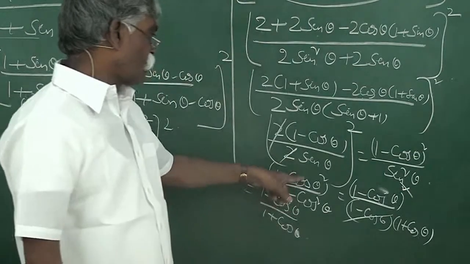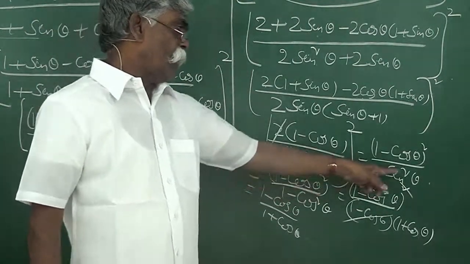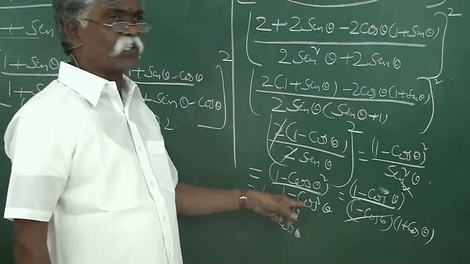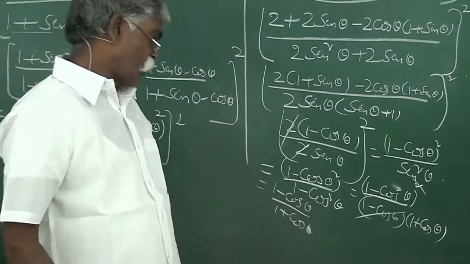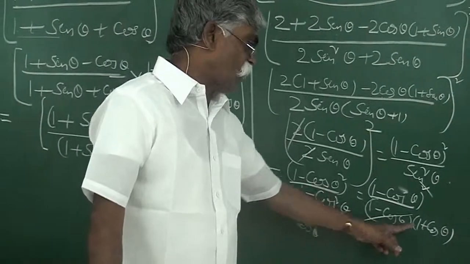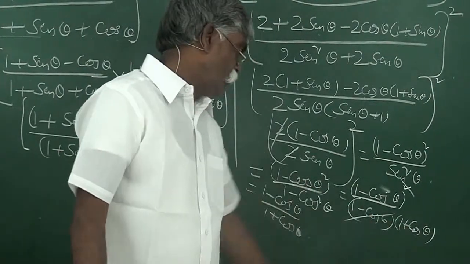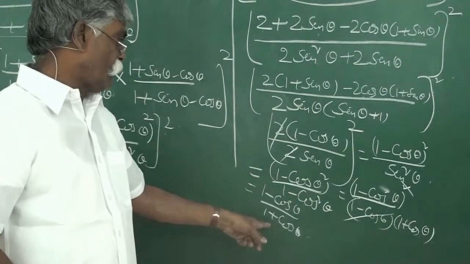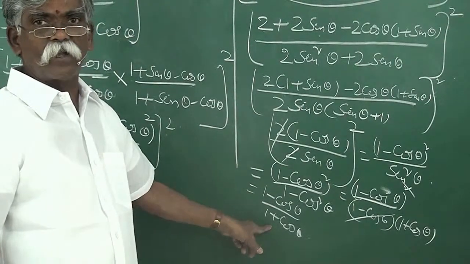Now this is (1 minus cos theta) whole square and the denominator is sin square theta. It is written as 1 minus cos square. And the factors for 1 minus cos square are (1 minus cos) into (1 plus cos), and the square and 1 minus cos cancel. This is (1 minus cos theta) by (1 plus cos theta).